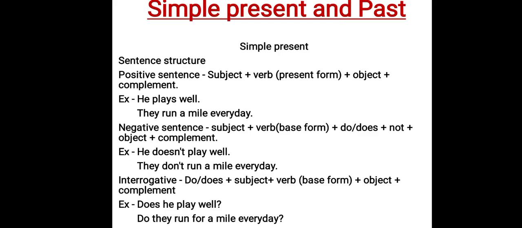Here you can see in the example, he plays well. Here you can see starting with subject, verb is in present form, and then complement. They run a mile every day. Here again, they is the subject, run is in present form, then a mile every day. So we are using the present form of the verb in simple present tense. In the negative sentences, we use do not or does not, or simply not.